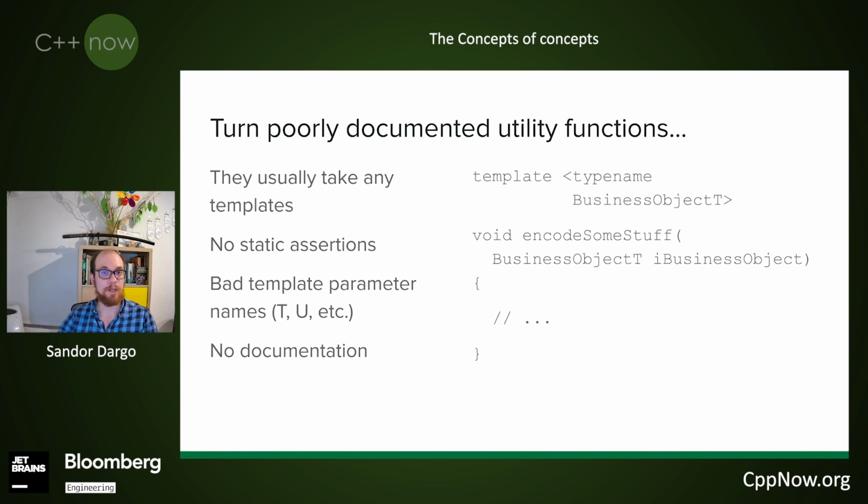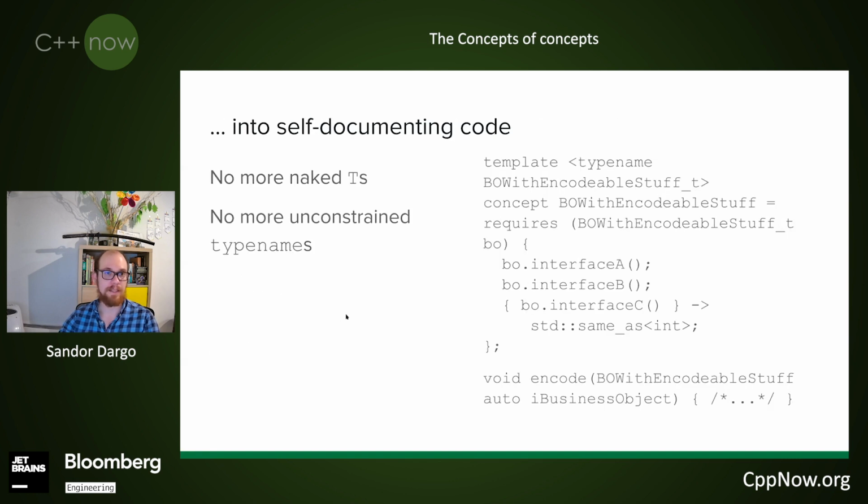And you really have to dig into the implementation of that function to understand what it does, to understand what kind of parameters it expects. That's a tough situation. You have to waste too much time on trying to understand the code in those cases. But you can use concepts to turn such poorly documented utility functions into self-documenting code.